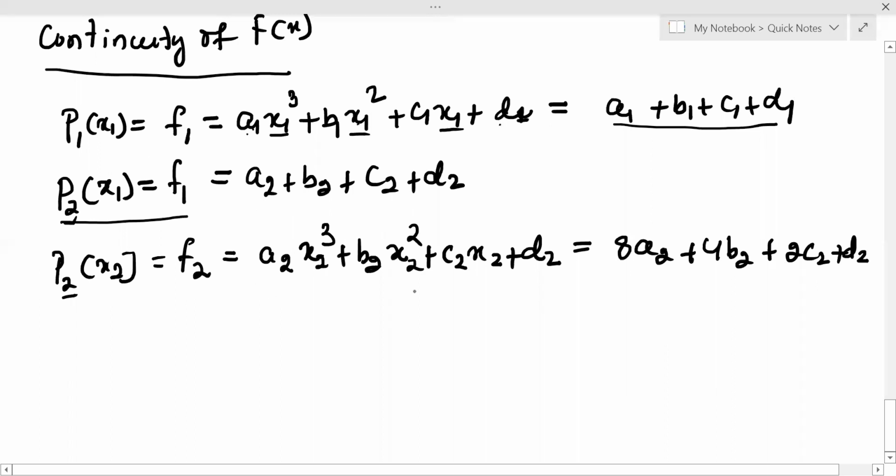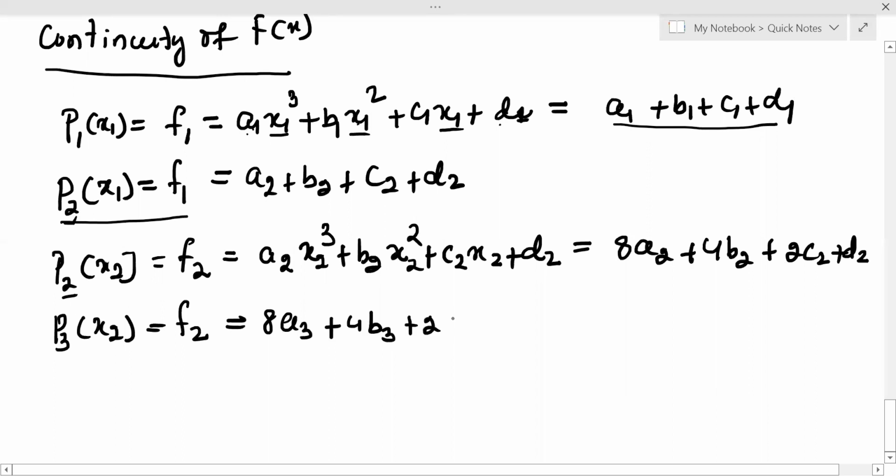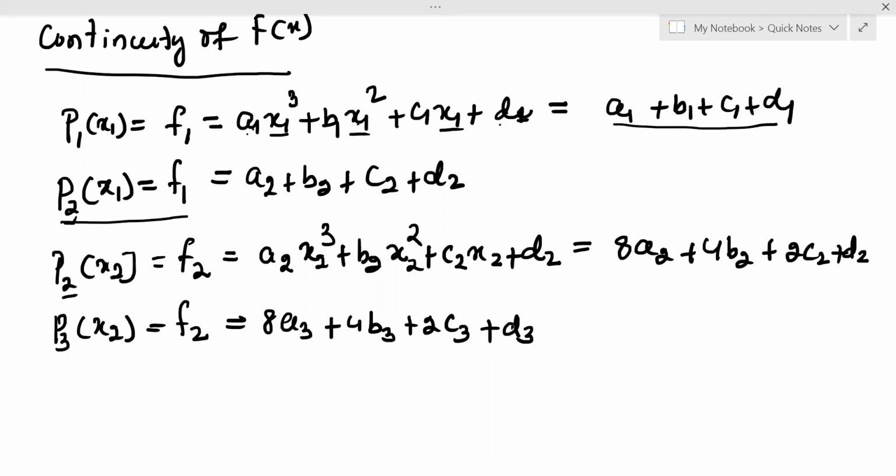And when we put P2(x2), this function comes. Then a similar process: P3(x2), that is equal to F2, so this value is 8a3 plus 4b3 plus 2c3 plus d3. This is the first continuity of the function on this interval, the continuity on f(x).